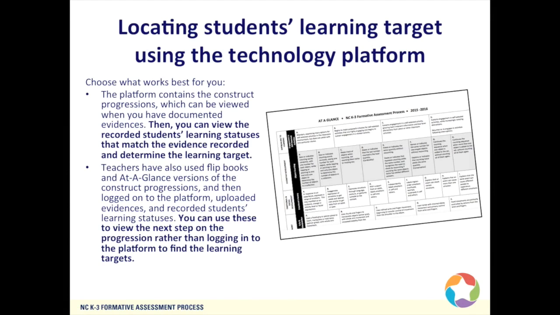You can also engage with the technology platform to do this work. The platform contains the construct progressions, which can be viewed when you have documented evidences. Then you can view the recorded students' learning statuses that match the evidence recorded and determine the learning target. Teachers have also used the at-a-glance versions in flipbooks, and then logged onto the platform and uploaded the evidences and recorded students' learning statuses. You can use these to view the next step along the progression rather than logging into the platform to find the learning targets, just as we did.